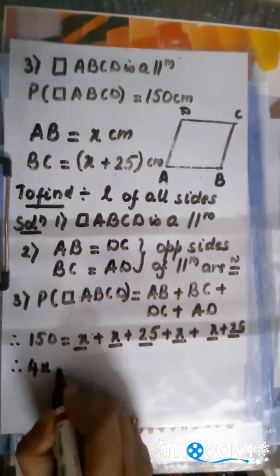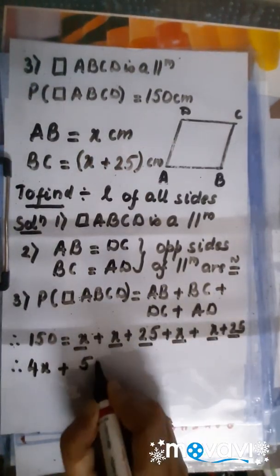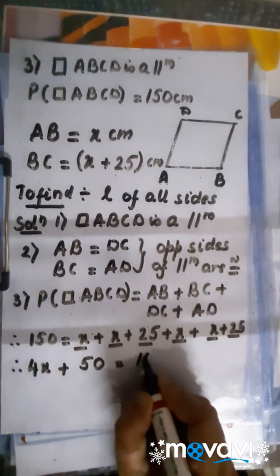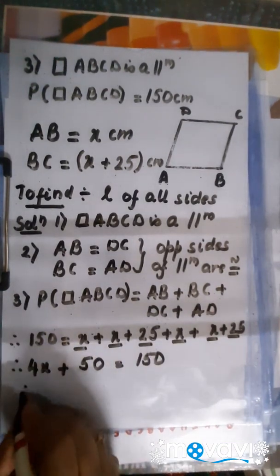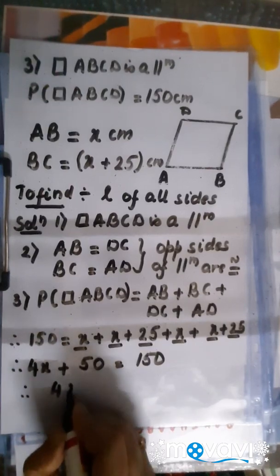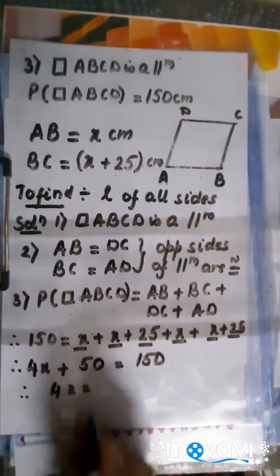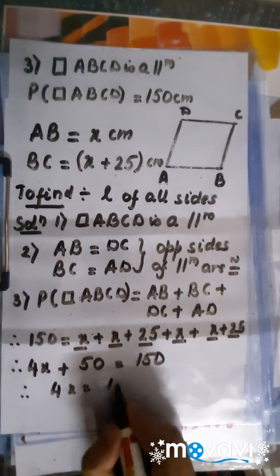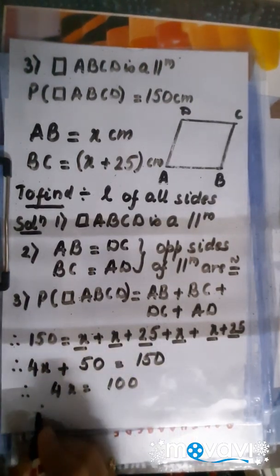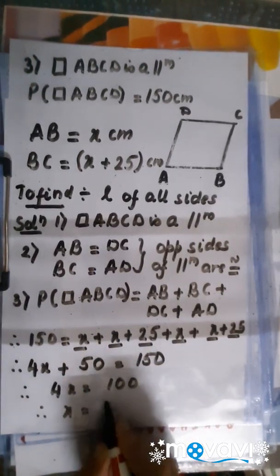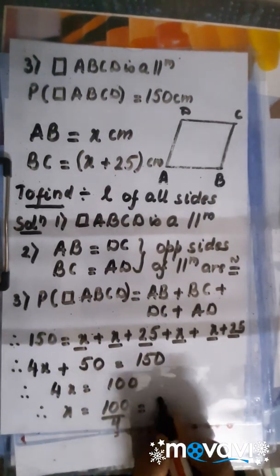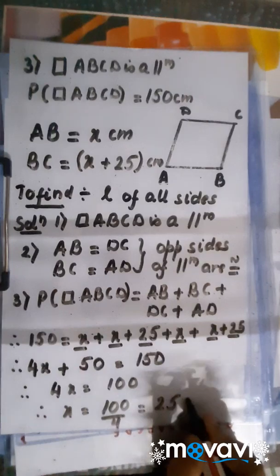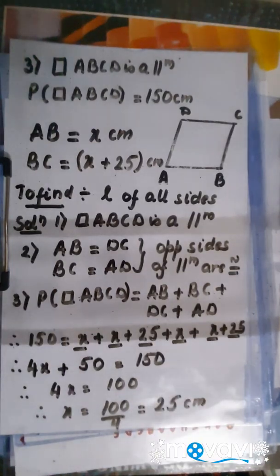25 plus 25 is 50. I'll say this is equal to 150. Therefore, 4x is equal to 150 minus 50, which is 100. So, x is equal to 100 upon 4, which is equal to 25 centimeter. X is equal to 25 centimeter, right?